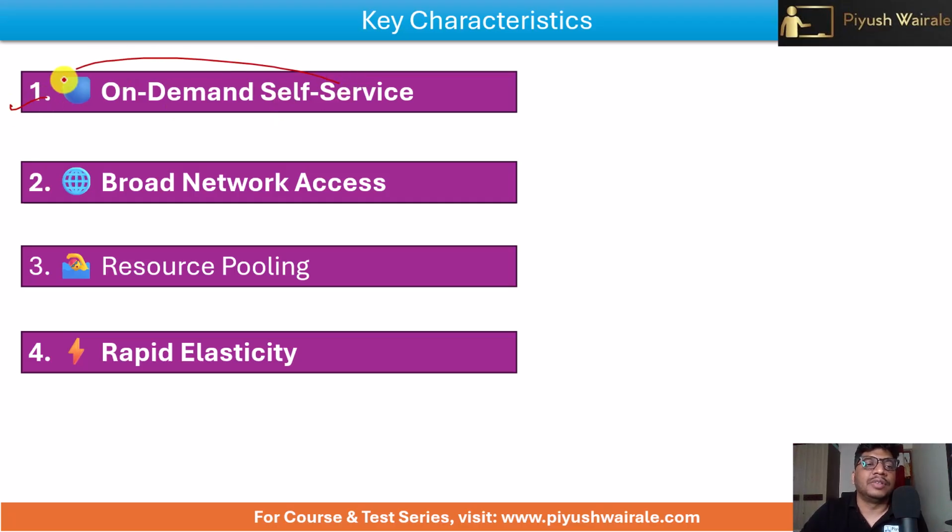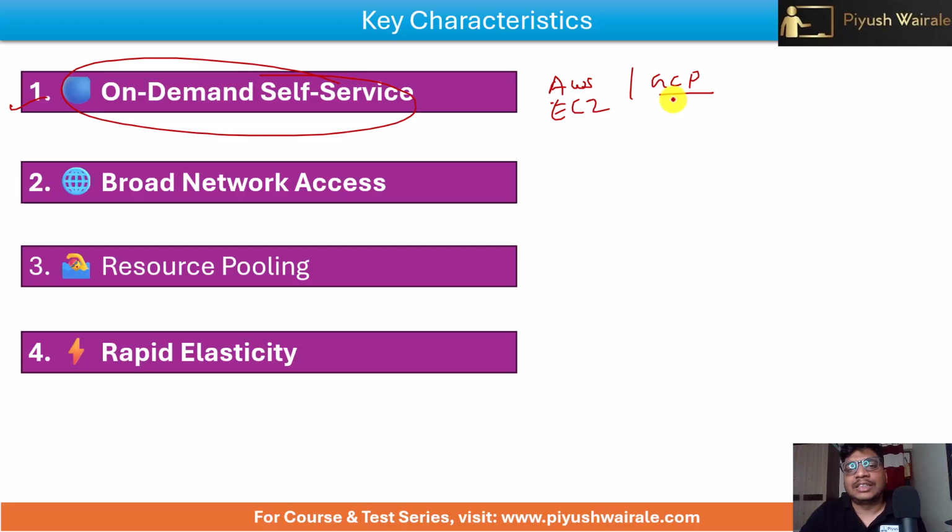on-demand self-service. Whenever I require compute power or a server, I will just go to AWS, or I will go to Google Cloud. I will go to EC2 in AWS. I will go to Compute Engine in GCP. I will rent some server there, right, according to my requirement. So on-demand self-service, then broad network access.